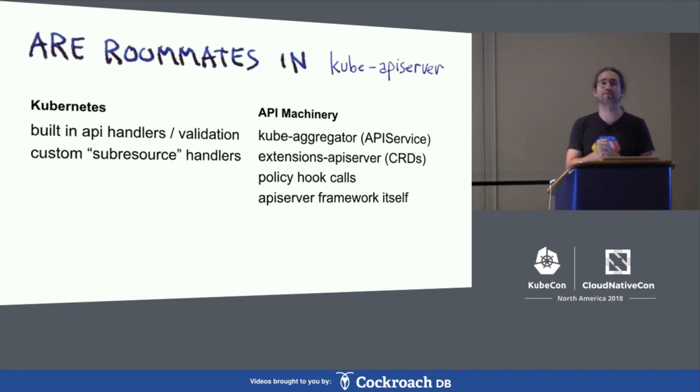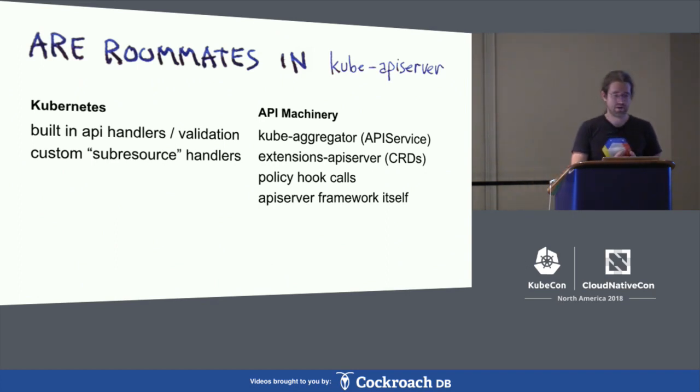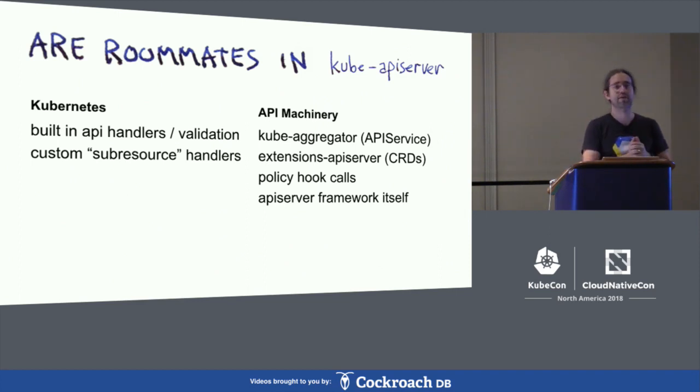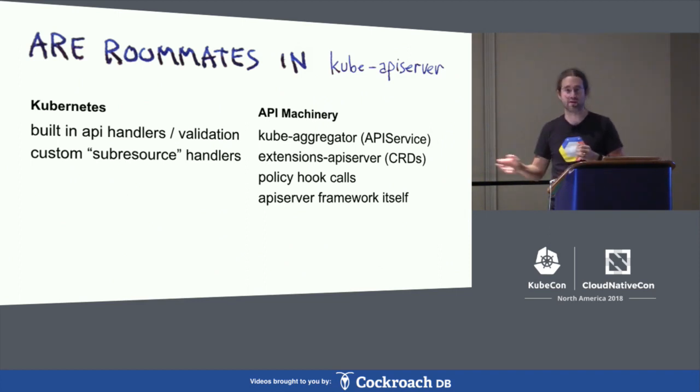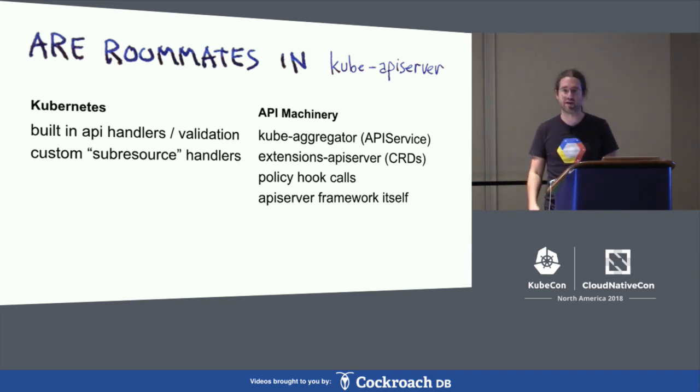Operationally, if you've ever tried to run Kubernetes, API server is one of the binaries you run. And it runs a collection of code. Some of it is Kubernetes specific, and some of it, I'll argue, is API machinery specific. The Kubernetes code is like all the handlers for the built-in resources, the validation code, right? So like Node, Pod, all the validation code. There's some especially interesting custom sub-resource handlers, like the logs endpoint or the proxy or the port forward, like those break glass ways of getting out of the Kubernetes API model.